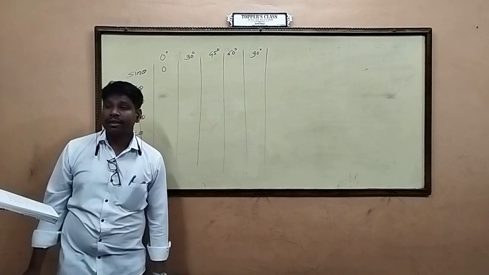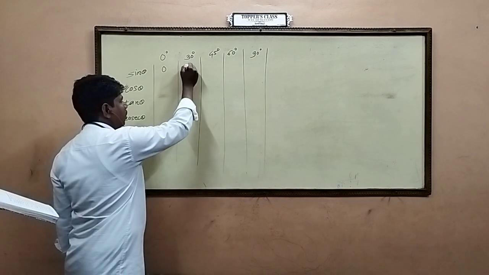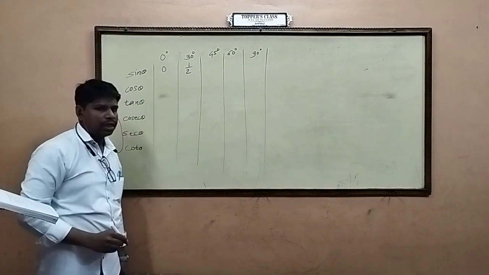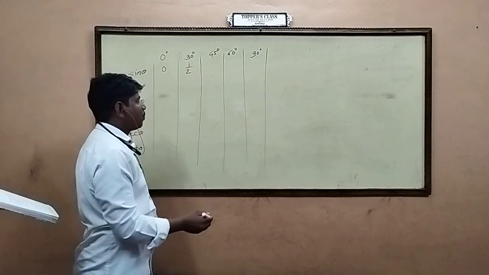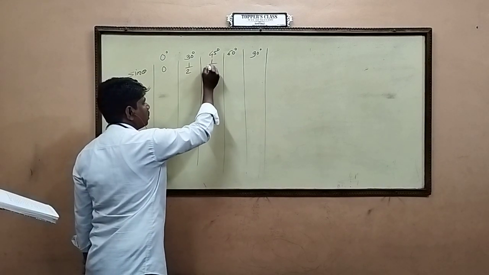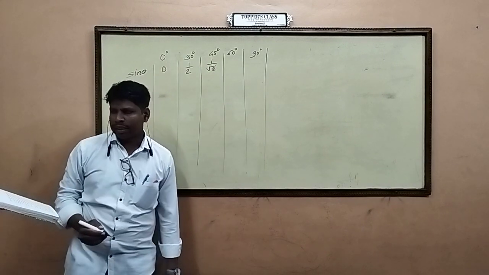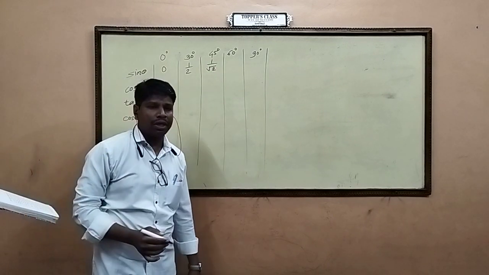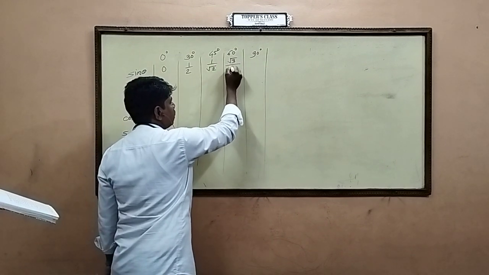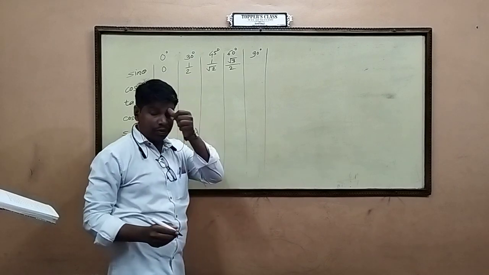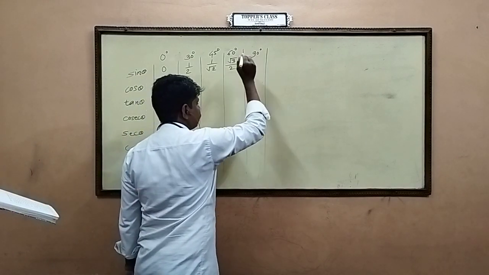If you take sine 30, what is the value? Sine 30 is 1 by 2. If you take sine 45, we get 1 upon square root 2. When we take sine 60 degrees, we get square root 3 upon 2. We got these values after explanation and proof, not directly. And the last one, sine 90 is equal to 1.